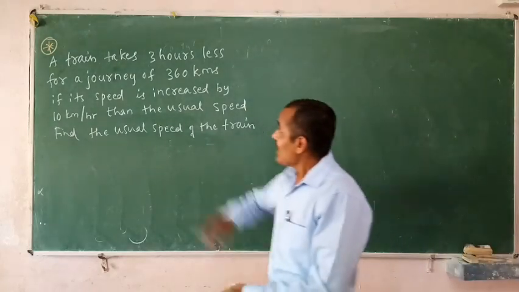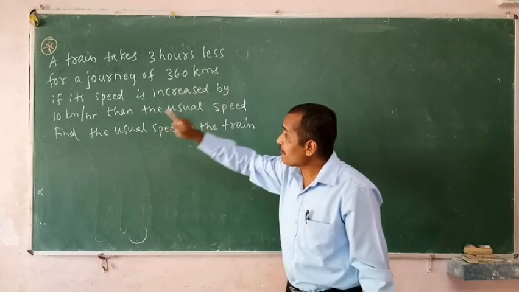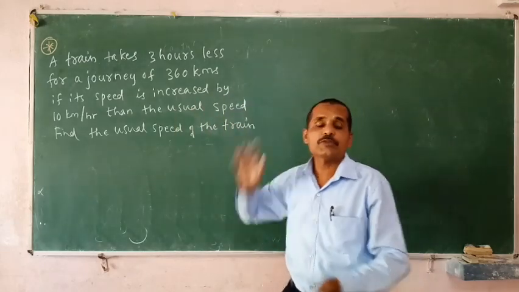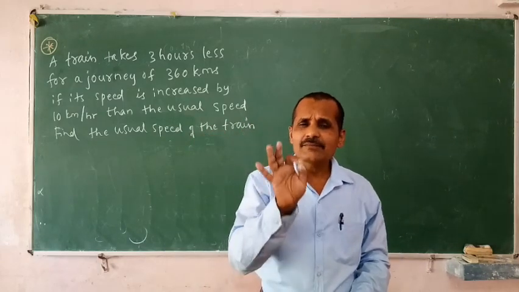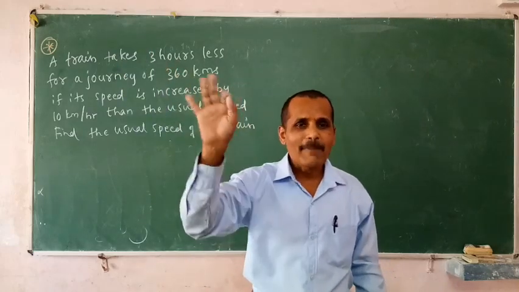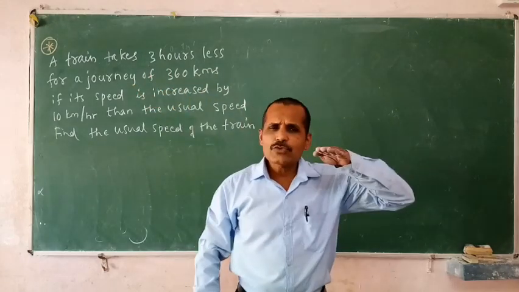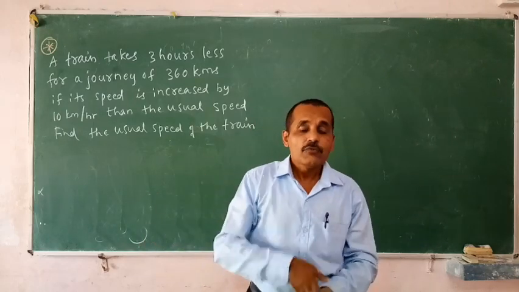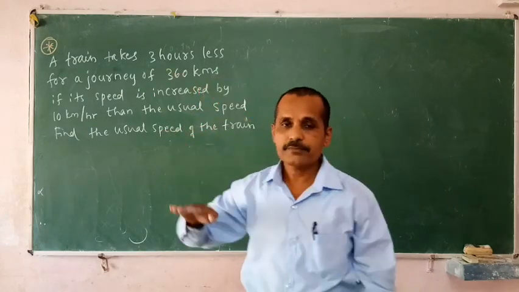A train takes 3 hours less for a journey of 360 km if its speed is increased by 10 kilometers per hour than the usual speed. Listen, I will first explain. A train every day goes from, say, Hubli to Bangalore. Its distance is 360 km. Every day it is going with the usual speed. I don't know what the usual speed is. With a particular speed, a train is going from Hubli to Bangalore.